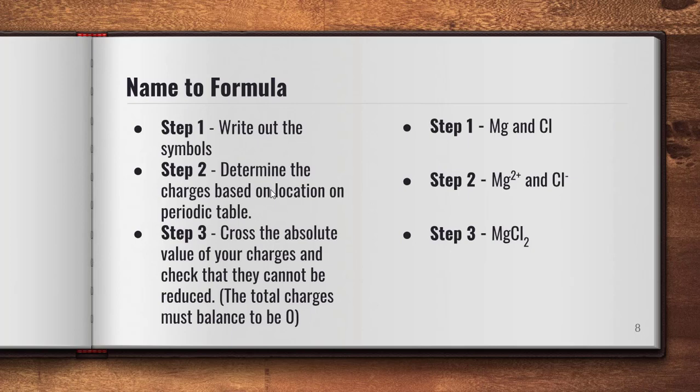So what you do then is you cross the absolute value of your charges and check that they cannot be reduced. So the total charges must be equal to 0. So we crisscross our charges, so the 2 from Mg will go down into the subscript of Cl, and the 1 from Cl will go down into the subscript of Mg. But remember, we don't show 1s as subscripts. So the chemical formula here is MgCl2. Okay, let's explain that a little bit more when we do some practice problems.